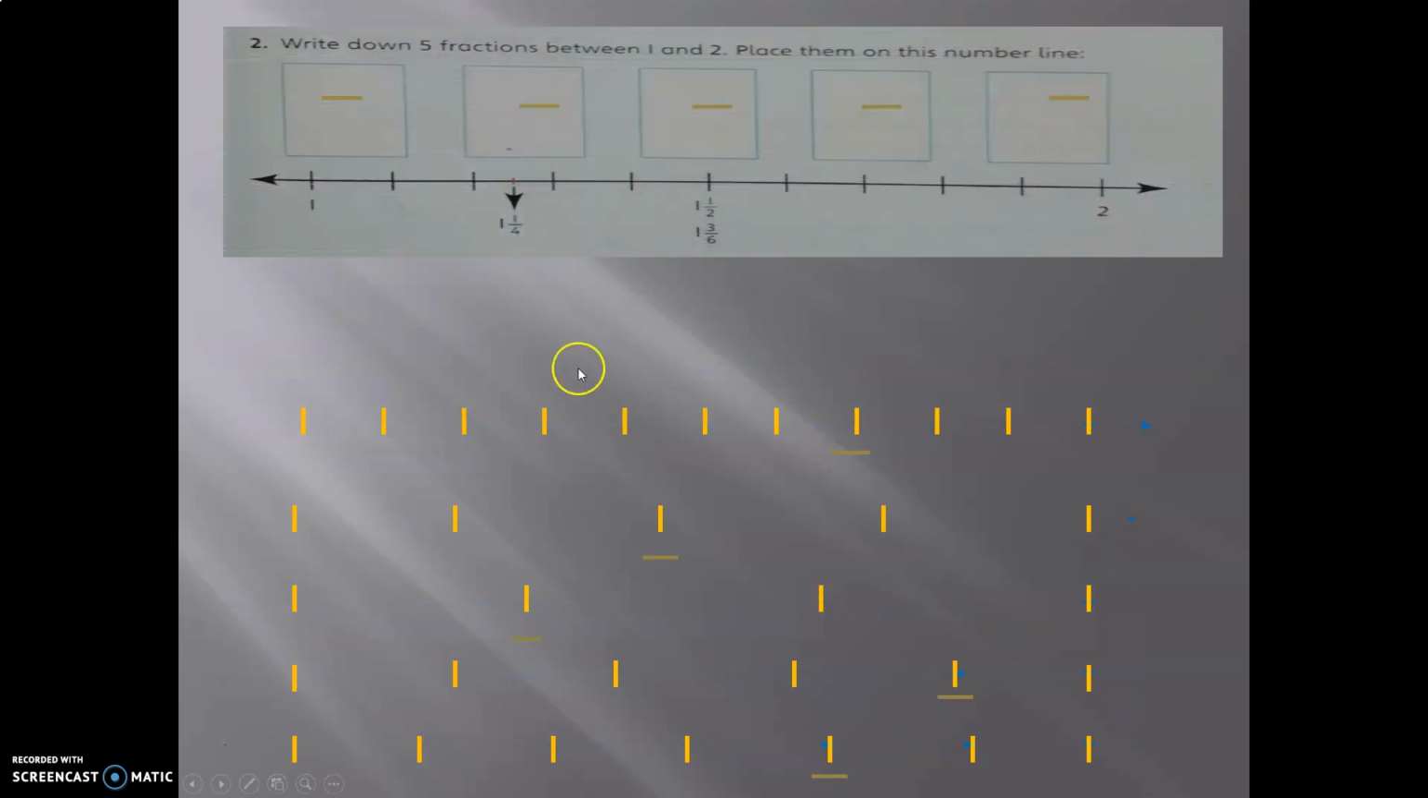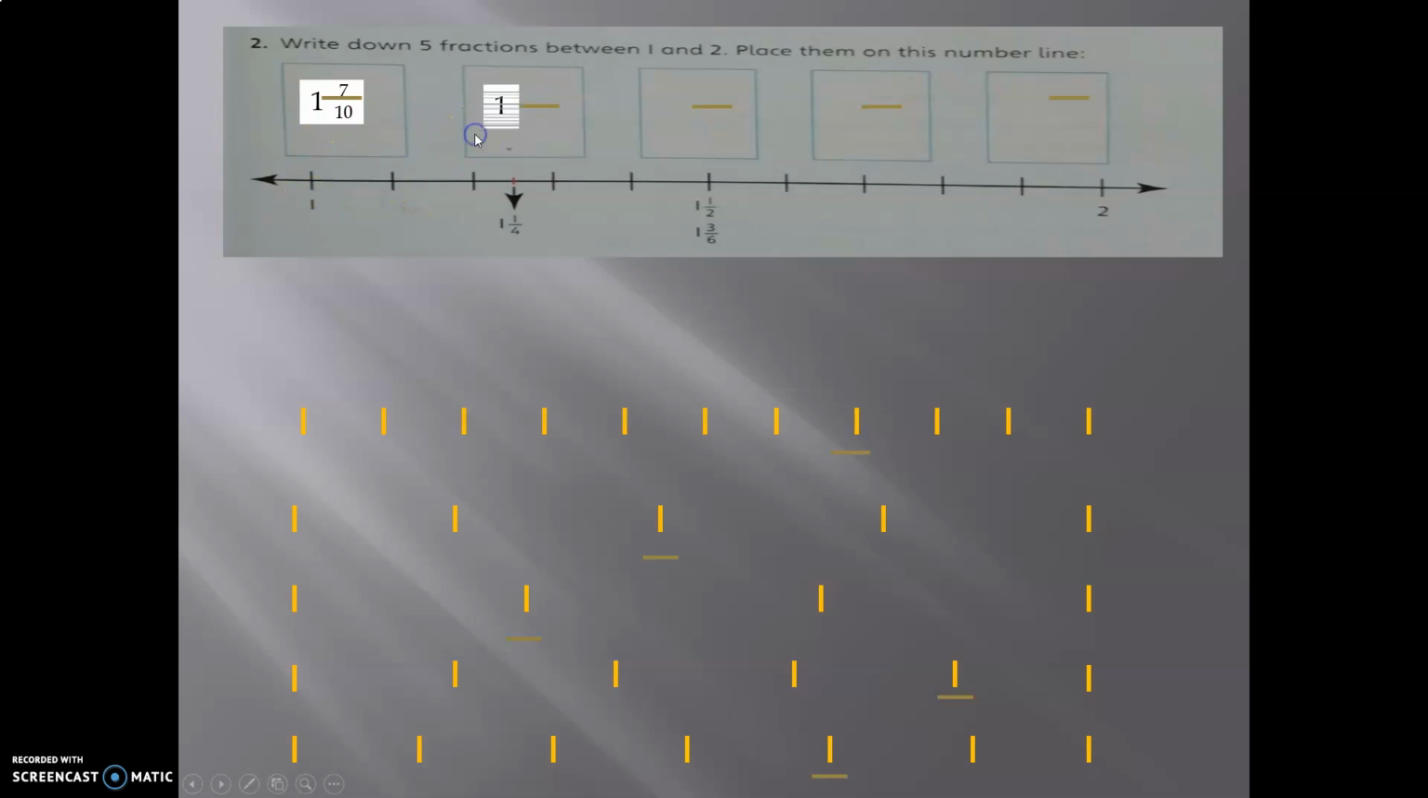The next question is telling you, write down 5 fractions between 1 and 2. Place them on this number line. From 1 to 2, it means you already finished from 0 to 1, and now you are moving more than 1. So the first fraction I have is 1 and 7 over 10. It means I am moving after 1.